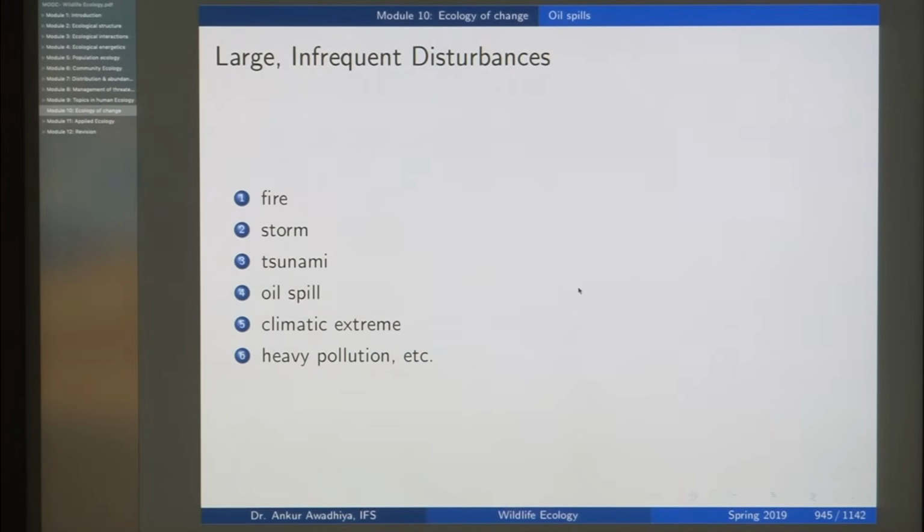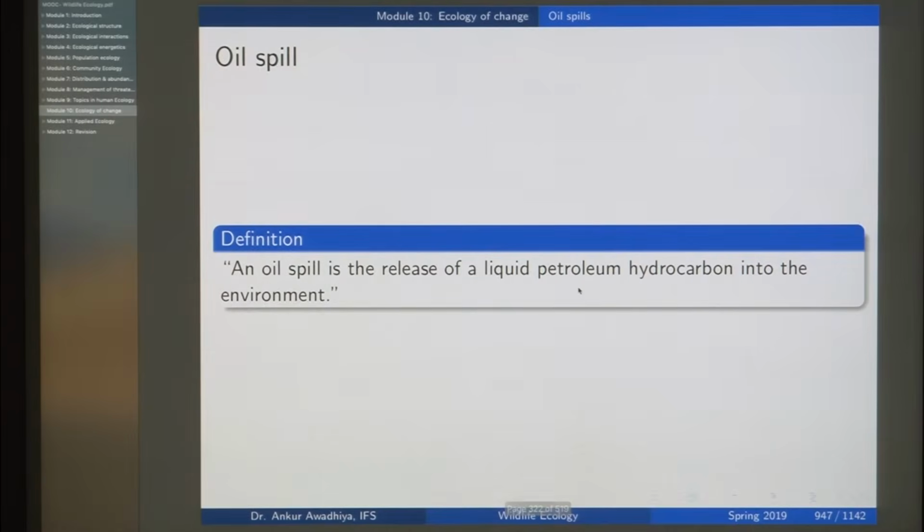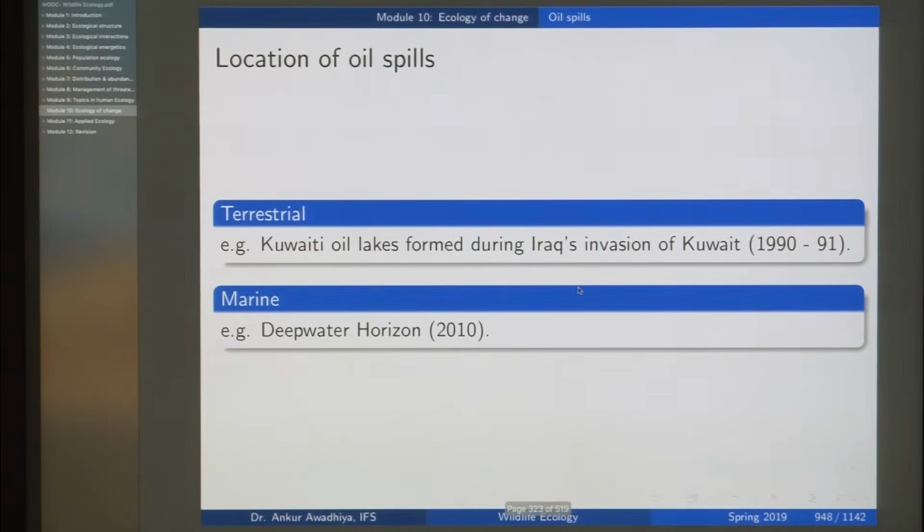Now, we looked at several large infrequent disturbances like fire, storm, tsunami, oil spill, climate extreme, heavy pollution and so on. And disturbed communities include diseased communities, weed infested, facing competition from livestock, pollutants rich, or facing climate changes and so on. Now, oil spill is defined as the release of liquid petroleum hydrocarbon into the environment, and there are two kinds, terrestrial and marine.